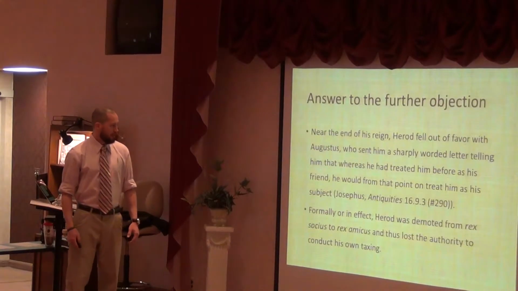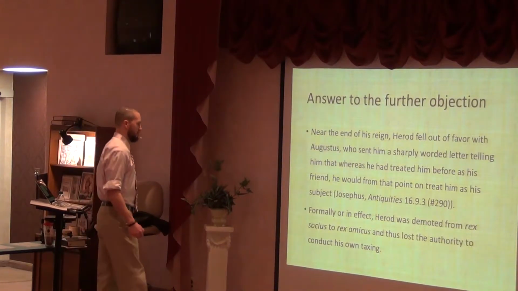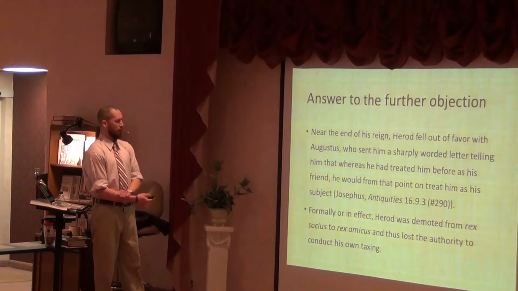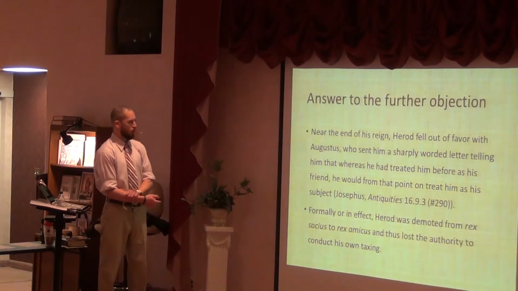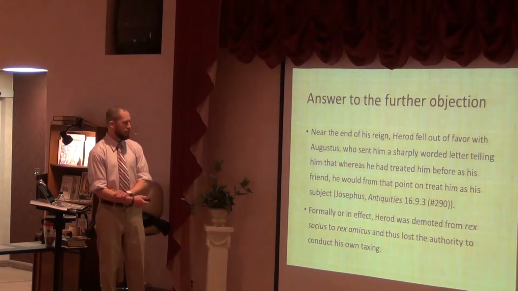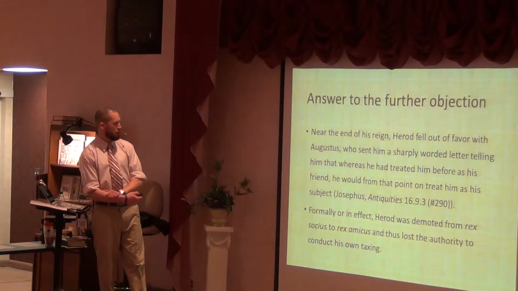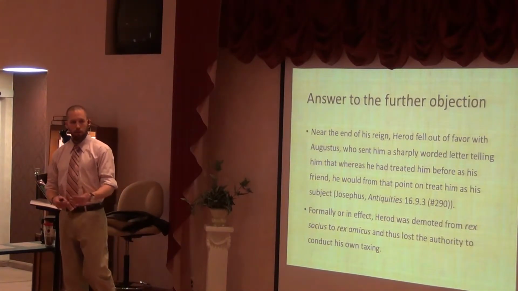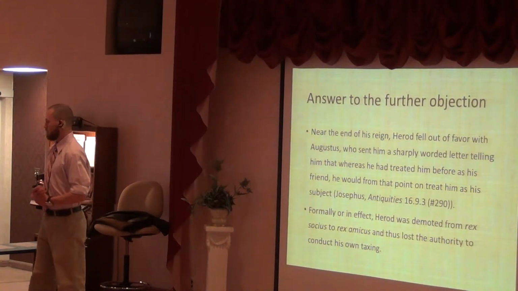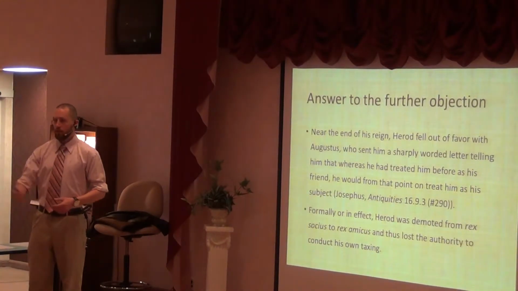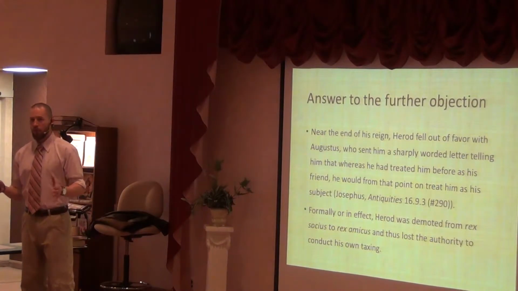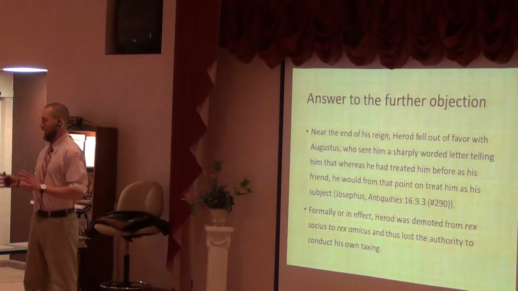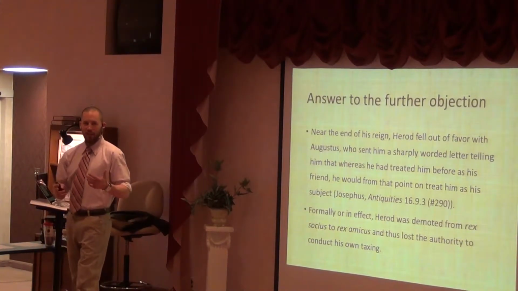But was he in good standing? We learned this from Josephus, chapter 16, book 9, paragraph 3. Near the end of his reign, Herod fell out of favor with Augustus, who sent him a sharply worded letter telling him that whereas he had treated him before as a friend, he would at that point treat him as a subject. What had happened is Herod was kind of in a war with some people on his border, and those people had gone to Caesar and appealed to him, and they slanted the story only to be pro-them and anti-Herod. So Augustus only got half the story.